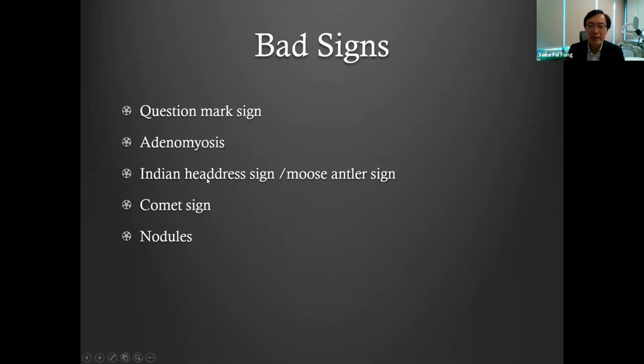There are also things like the Indian Headdress sign, or some people call it the moose antler sign, depending on which country you are in. Then the comet sign also. Then of course the presence of nodules, individual nodules that you can actually see as low echo lesions in the thickened ligaments or thickened tissue.